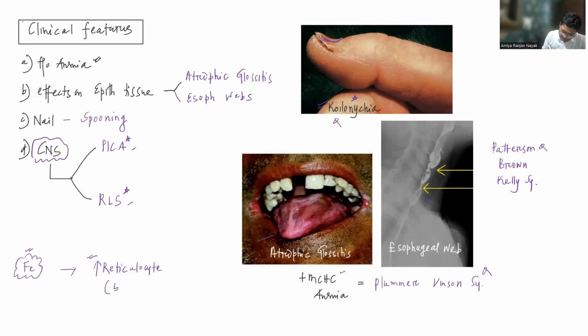So retic response is the first thing that is going to happen in the CBC, and you can appreciate this within the first 5 to 7 days of starting the iron. Okay, so that is all about iron deficiency anemia.